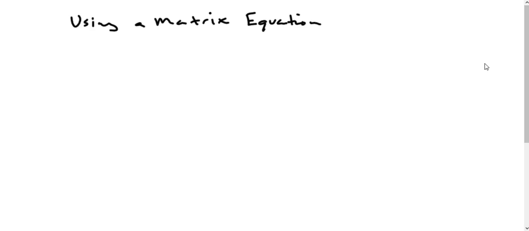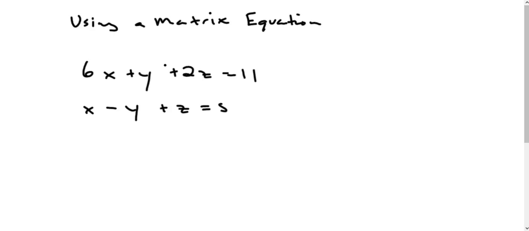So I'm looking at this system right here: 6x plus y plus 2z equals 11, and then x minus y plus z equals 5, and then negative x plus 4y minus z equals 14. And what we're going to do here is solve the system using a matrix equation.